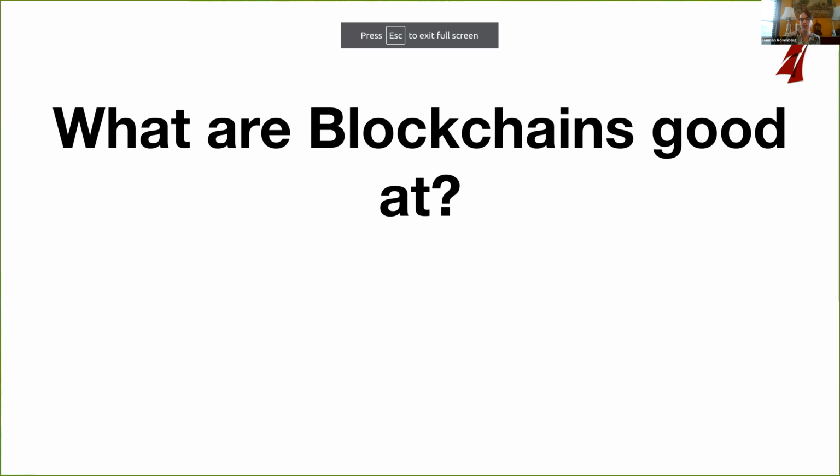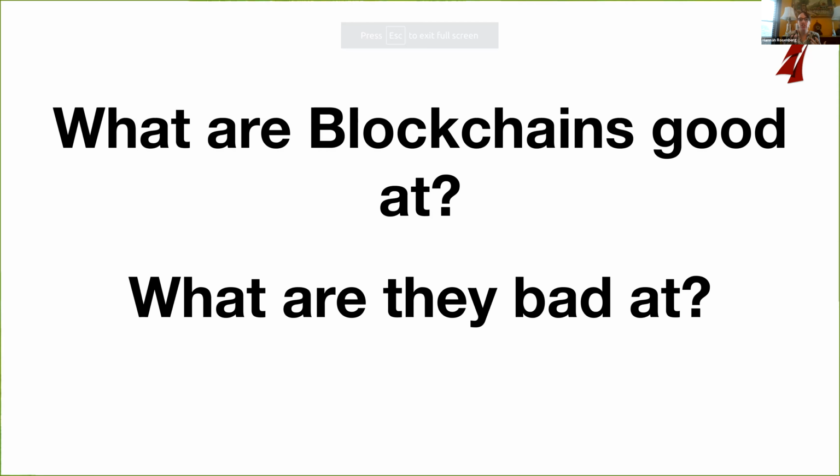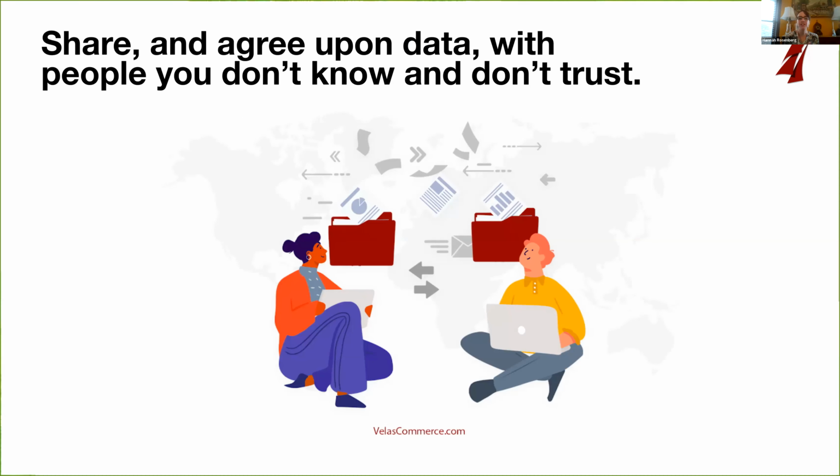Let's quickly go through what blockchains are good at and what they're really bad at, just so we have a rough idea of how to apply this. I always like to say blockchains are built for sharing and agreeing upon data with people you don't know and you don't trust, right? So if you want a system where we're all agreeing on what's going on, but we don't want to have to trust a central authority, that's where a blockchain is really handy, right?